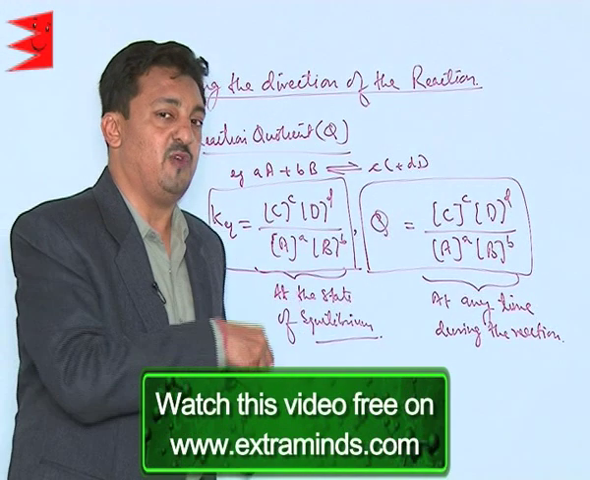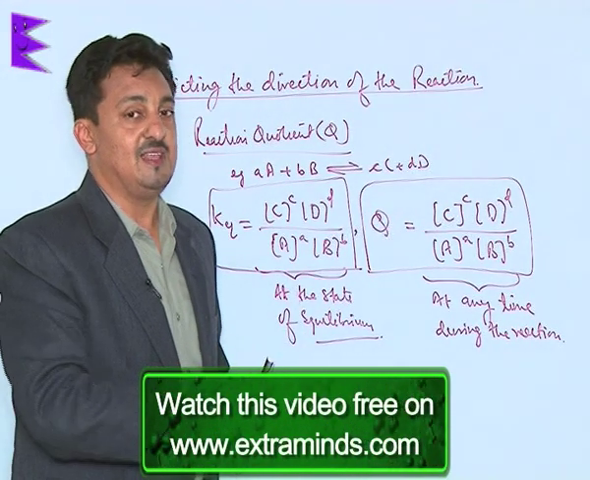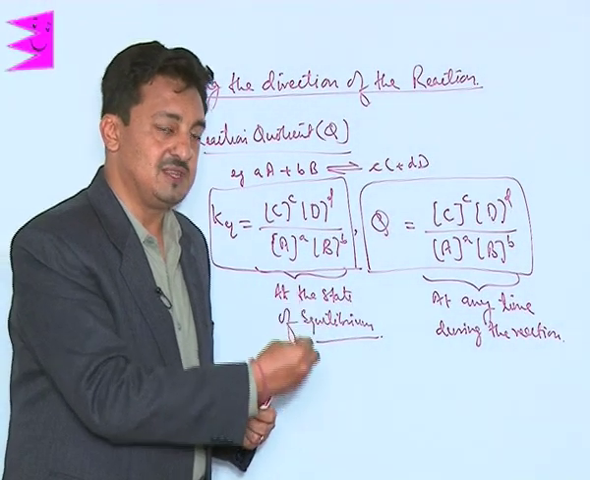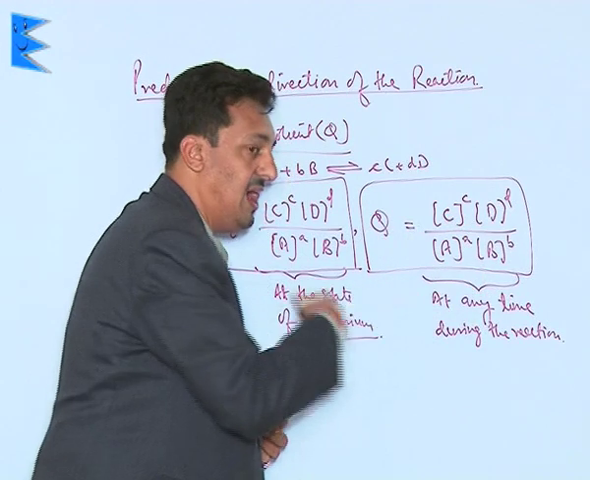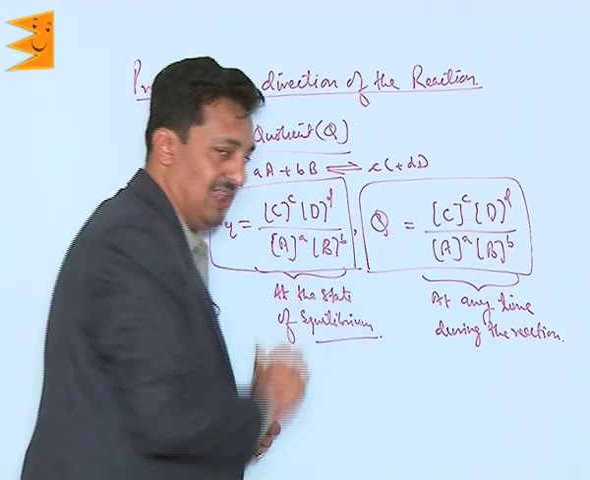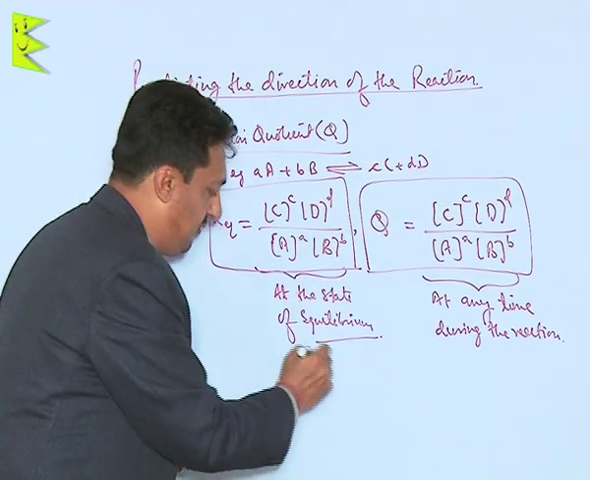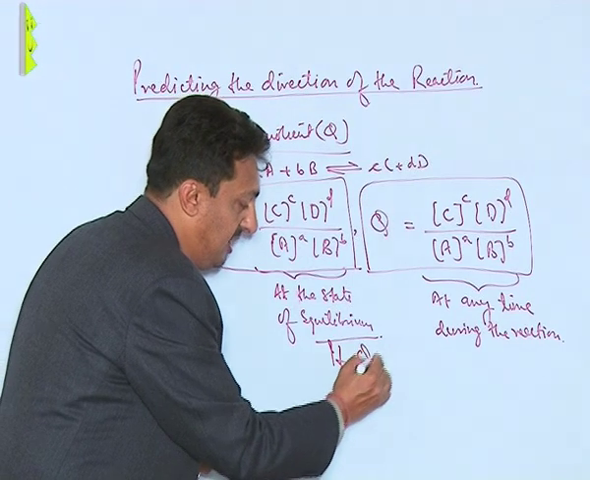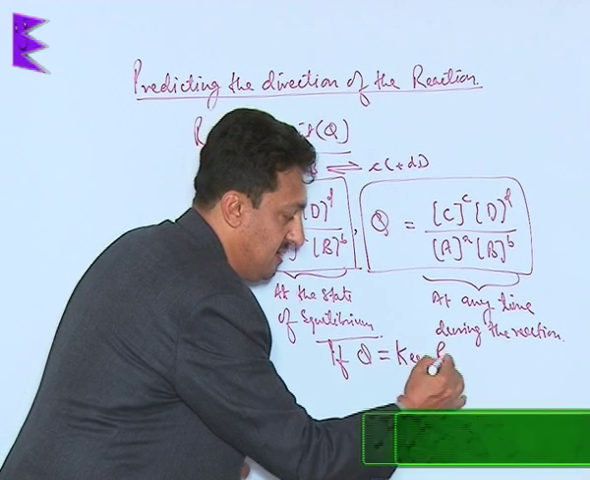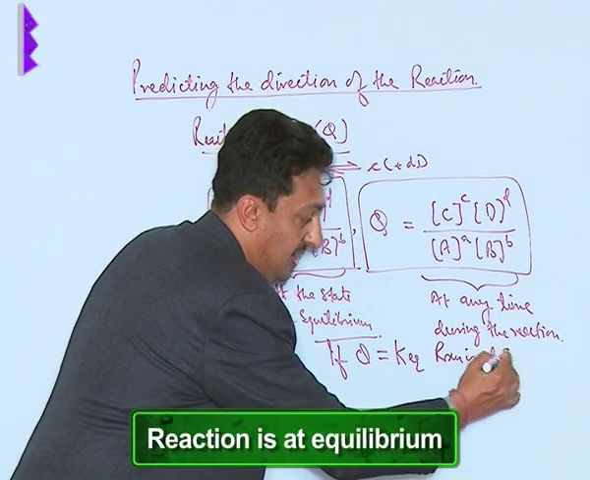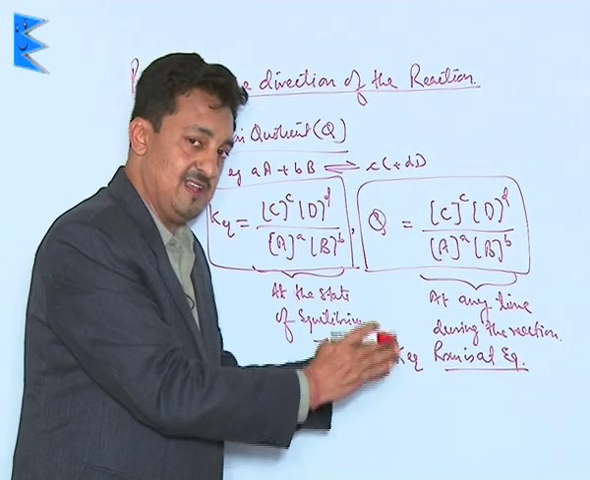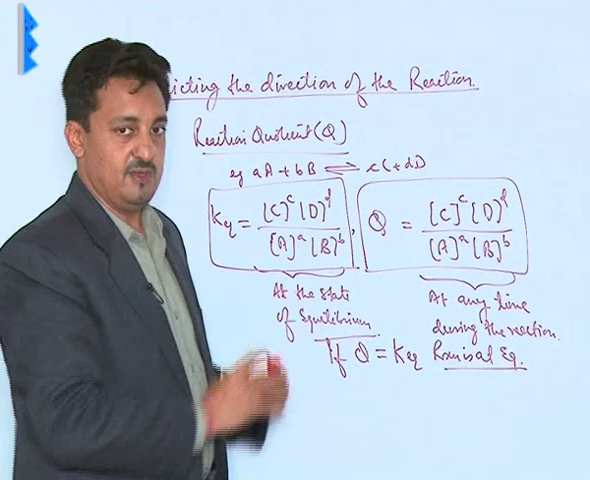Suppose after 5 minutes we want to know the direction of the reaction. What we will do is find out the concentrations of C, D, A and B after 5 minutes in the reaction mixture. We'll put these values here, and we'll get a certain value. Now, if your Q is exactly equal to your K, the equilibrium constant, it means the reaction is at equilibrium. It means your system, your reaction, has reached the state of equilibrium.